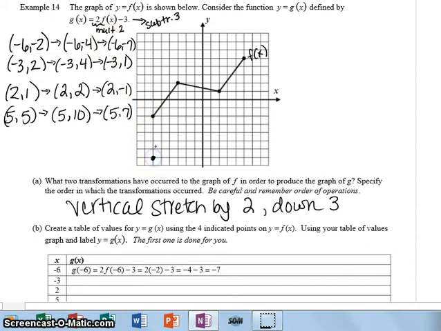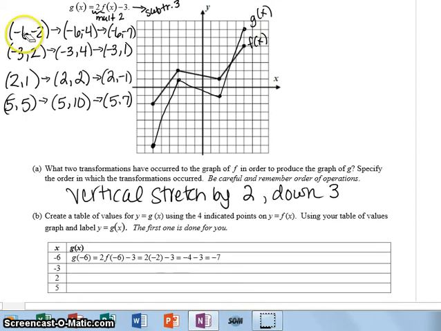So here's one of them. And as soon as you make 2 points, it's very easy just to connect it so that you don't get lost with a whole bunch of dots on your paper. And that is my g function.